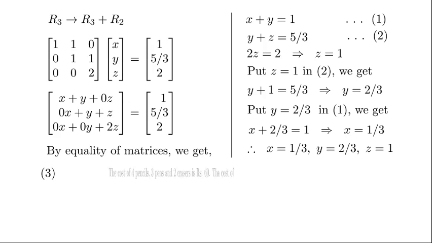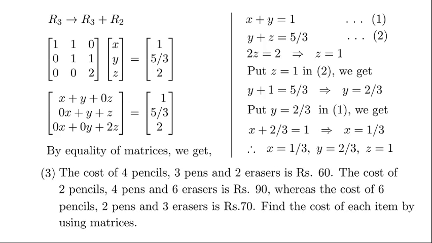And now we'll consider some statement problems, or rather verbal problems. The cost of 4 pencils, 3 pens and 2 erasers is rupees 60. The cost of 2 pencils, 4 pens and 6 erasers is rupees 90, whereas the cost of 6 pencils, 2 pens and 3 erasers is rupees 70. Find the cost of each item by using matrices.